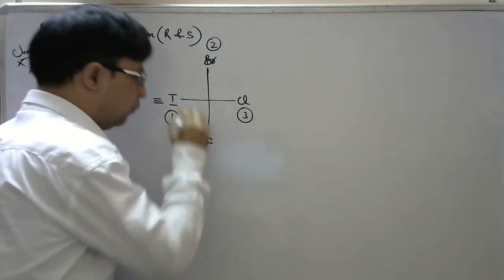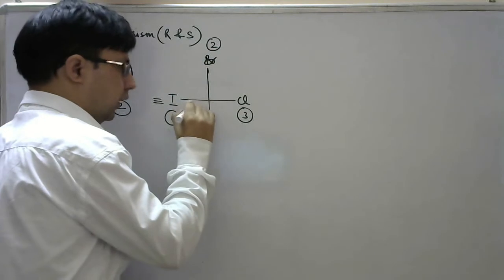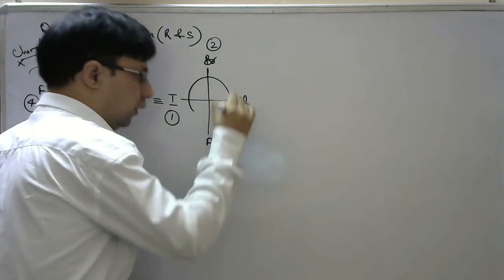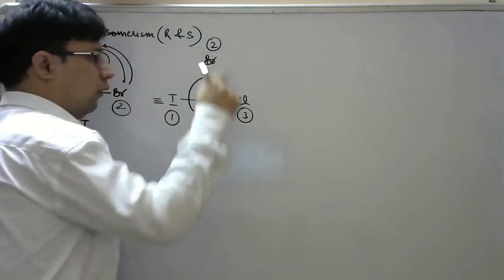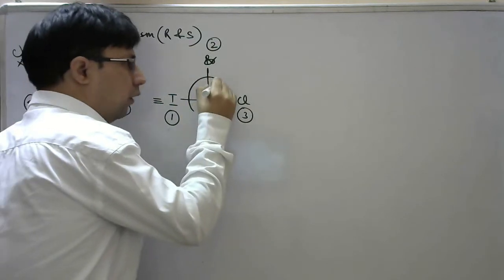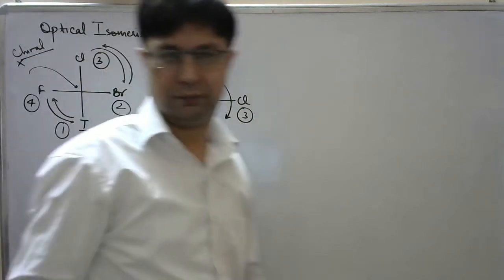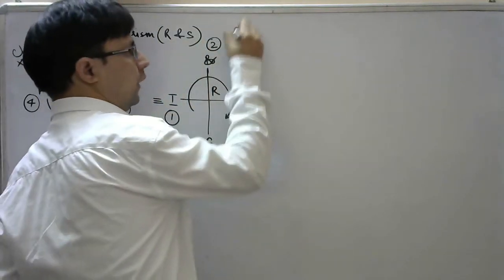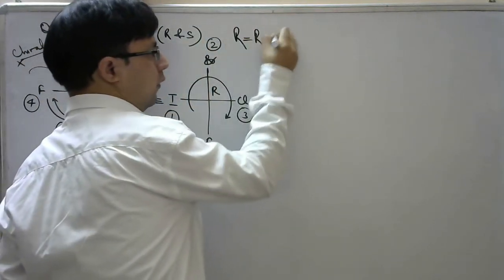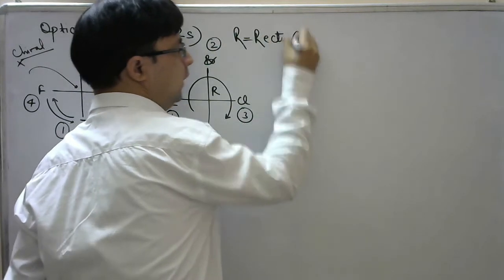When our eyes move in a clockwise direction, that is from first to second to third, the optically active isomer is assigned R configuration. R means rectus. Rectus means right.